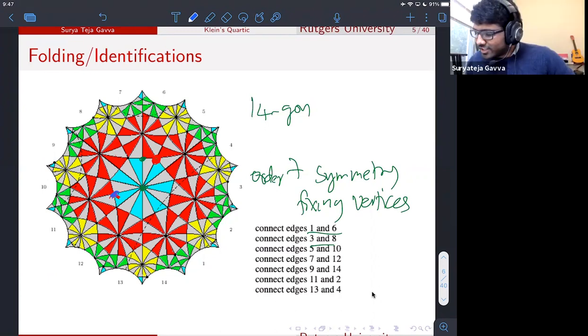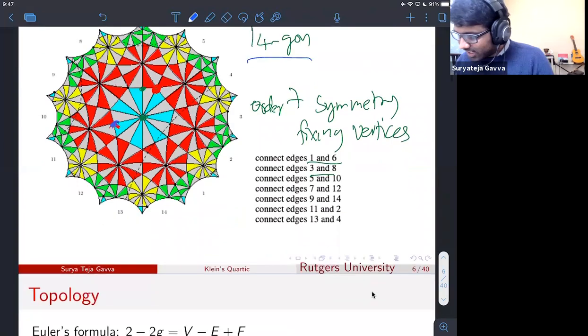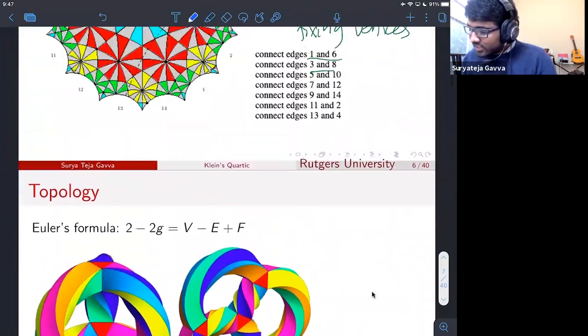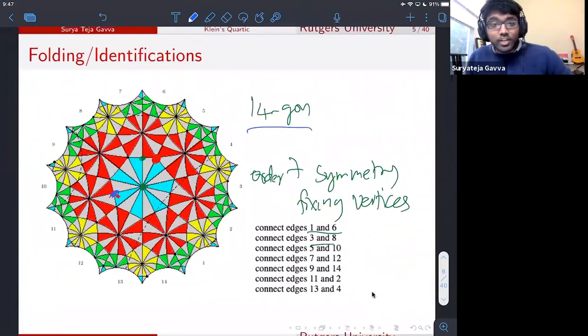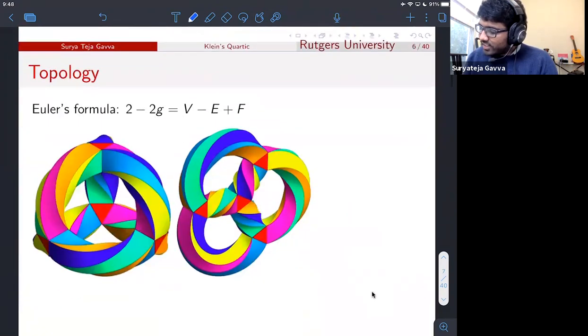Yeah. So just purely from looking at this tiling, we can figure out some aspects of the symmetries which are quite apparent. Okay, so that's the first idea. And then, I didn't tell you what surface you get, right? So you have this 14-gon, and after identifications, you get some surface. In fact, you get a genus 3 surface.